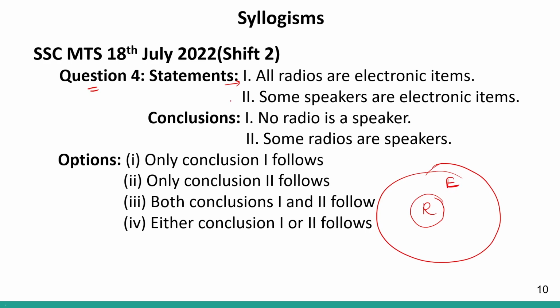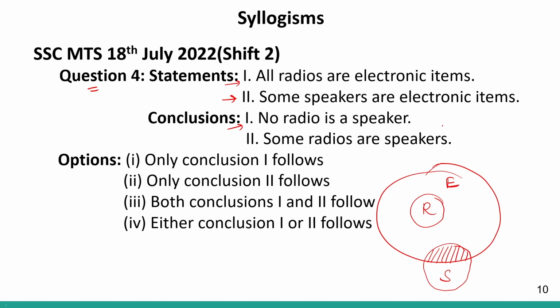Now, statement number 2 says some speakers are electronic items. That means some speakers, this area will be highlighted, will be electronic items. This will be my Venn diagram. Now let us look at the conclusions. Conclusion number 1 says no radio is a speaker.